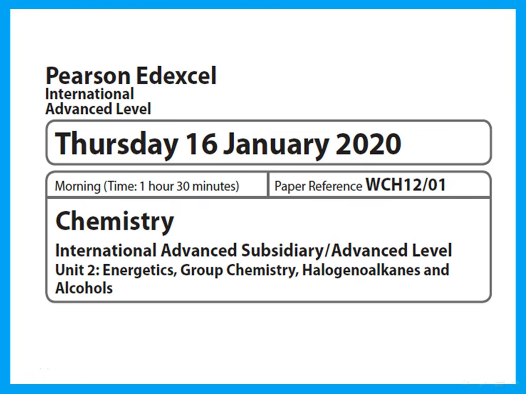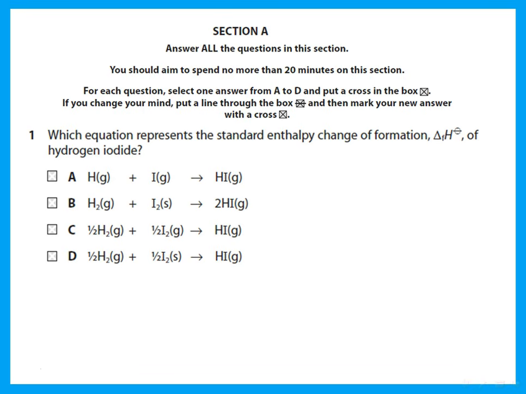Hello, this is Dr. Hanaa Assil, and this is Unit 2, January 2020 in the IAS chemistry papers. And here is the first question. It says, which equation represents the standard enthalpy change of formation of hydrogen iodide?